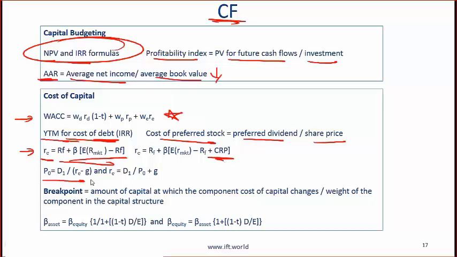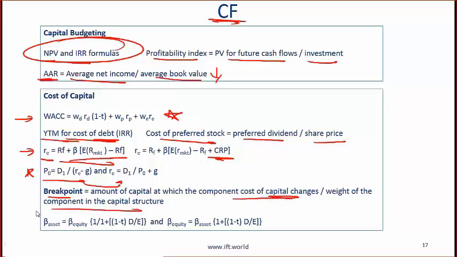This is the Gordon growth formula, which is a type 1 formula. You absolutely need to know this. And then from Gordon growth, you can also come up with cost of equity, which assumes that the market is efficient and the stock is fairly priced. Breakpoints. So this is where the cost of equity changes. A breakpoint is equal to the amount of capital at which the component cost of capital changes divided by the weight of the component.